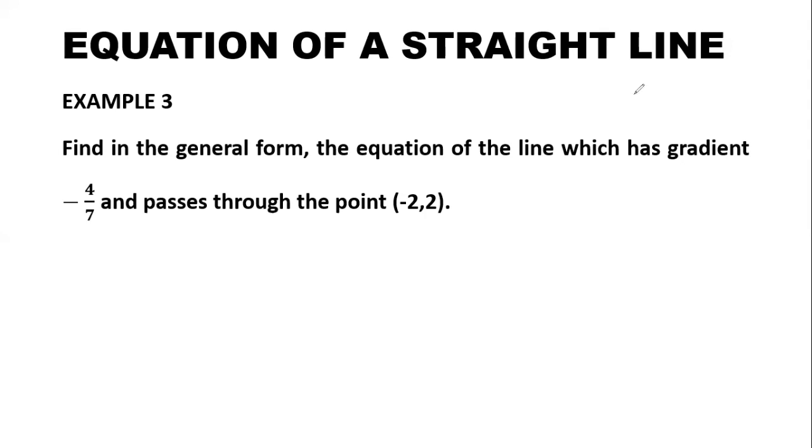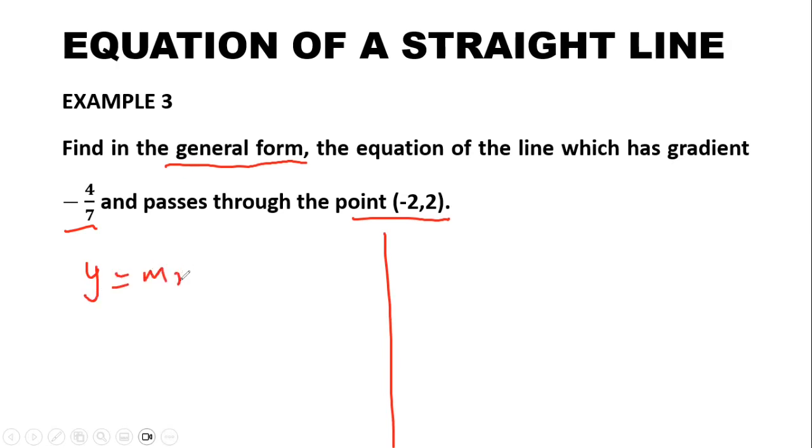In example 3, we are asked to find, in the general form, the equation of the line which has the gradient negative 4 over 7 and passes through the point (-2, 2). So we have to know that the equation of a straight line is in the form y is equal to mx plus c. But we are given the gradient of this straight line. So it means that y is equal to negative 4 over 7 x plus c. Negative 4 over 7 because it's the gradient of the line which has been given in the question.